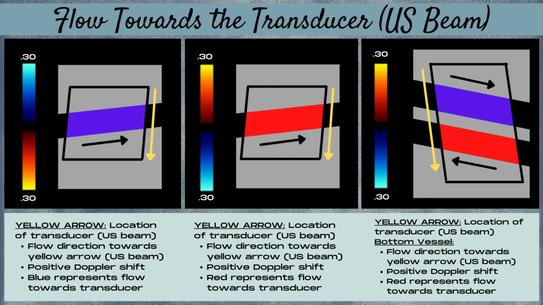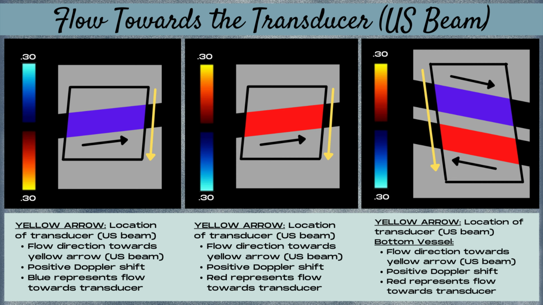In the middle image, the yellow arrow represents the location of the transducer or ultrasound beam. Red is the color on the top of the color Doppler map. So red is the color that represents flow moving towards the transducer, and you can see that that flow is traveling towards that yellow arrow or ultrasound beam. So the red color in this instance represents flow moving towards the transducer and a positive Doppler shift.